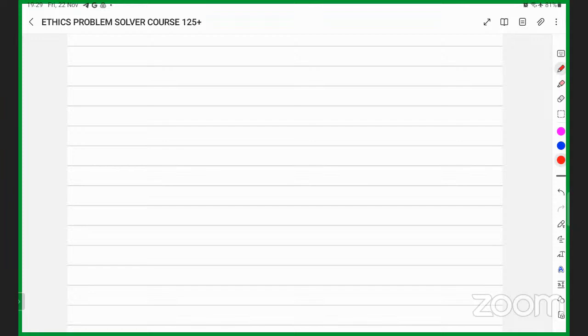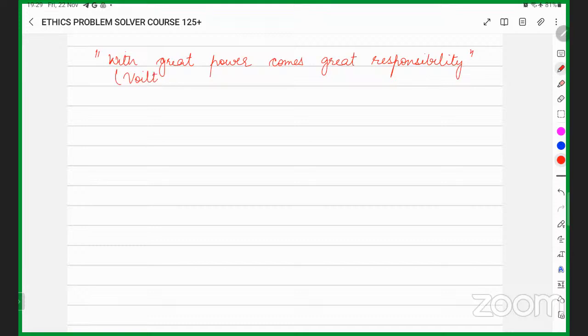I shared a sample document of the quotes in the morning, and there was one quote in the bureaucracy part which said, with great power comes great responsibility. And this was said by Voltaire. So you can start your answer with this introduction, and then you can go on to write that since the bureaucrats carry a great responsibility, it becomes their duty to indulge in the core issues. So this is how you can start the answer.